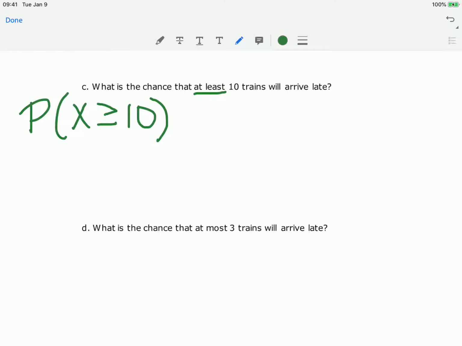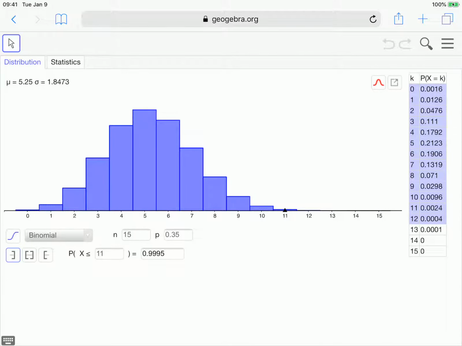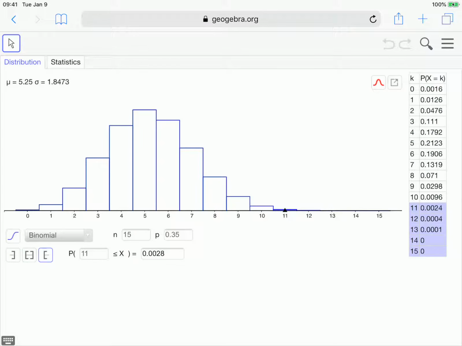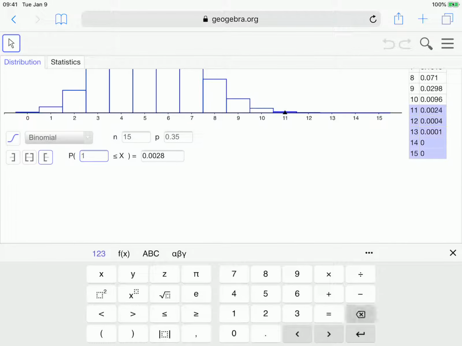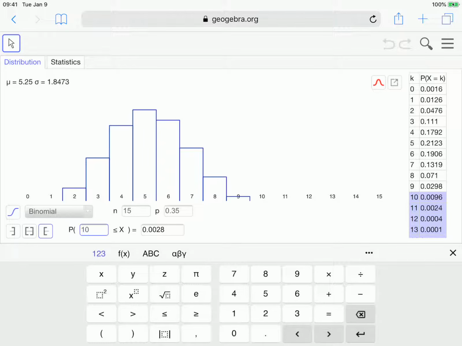So this is the great thing about GeoGebra. If you look at the bottom, we have the probability that x is less than 11 right now. If I click on this third button in that row, it's going to flip it to the probability that x is greater than or equal to some number. And the number I'm interested in is 10. So I'm going to change this 11 to a 10, and I'm going to hit the little enter button.